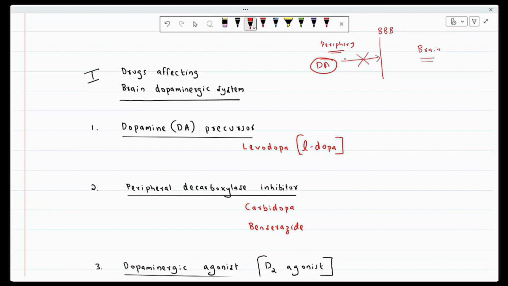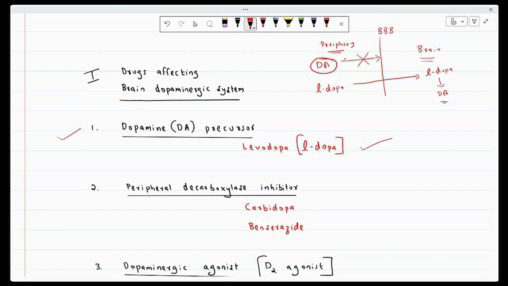So what you could do, you can give a precursor of dopamine, which is called levodopa, which can cross the blood-brain barrier and reach the brain. Now, when it reaches the brain, this levodopa can be metabolized to dopamine. So that will serve the purpose. That is why, rather than giving dopamine, you can give a dopamine precursor. The example is levodopa, abbreviated as L-dopa. So that is the first thing you need to know.